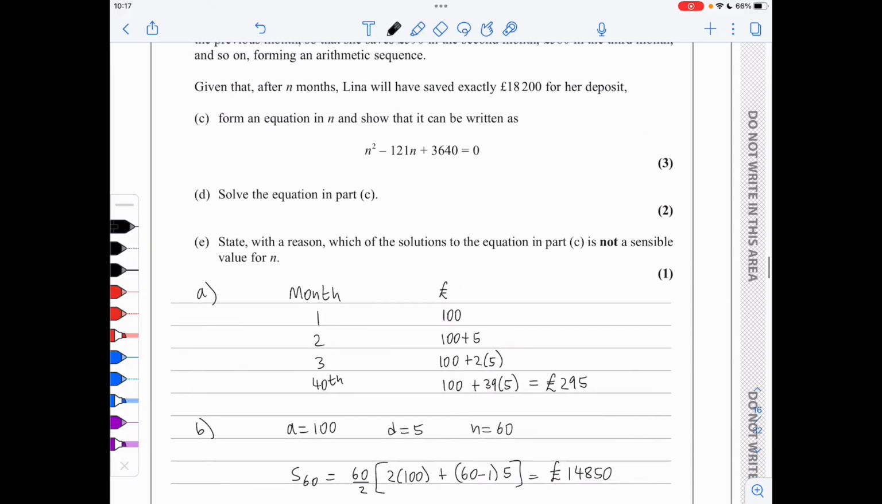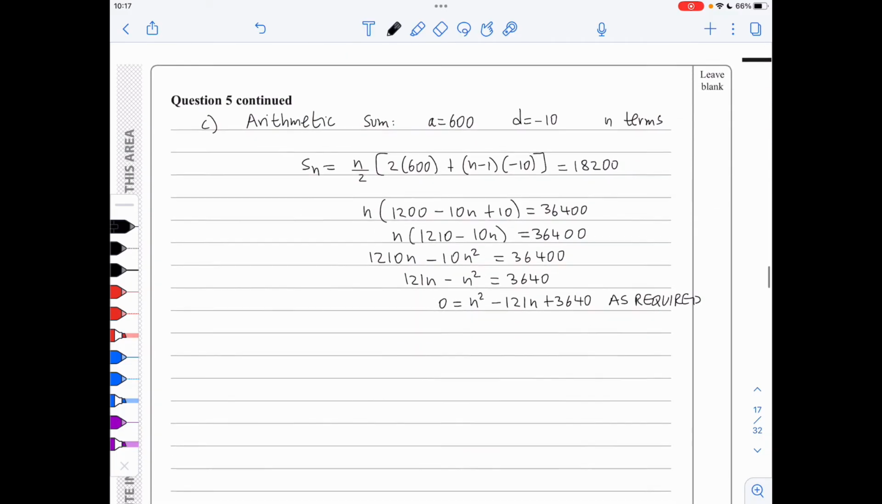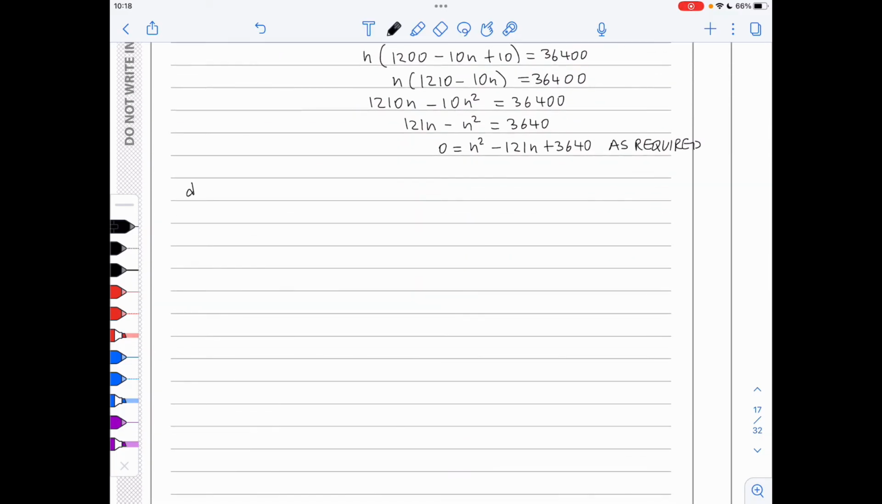And then in part C, we need to solve the equation we just found. Now this factorizes into (n minus 65)(n minus 56). Alternatively, you could have used the quadratic formula. So this leads to the conclusion that n is 65 or n is 56.